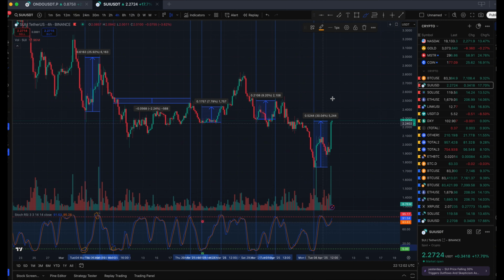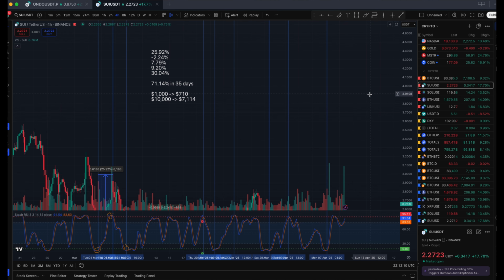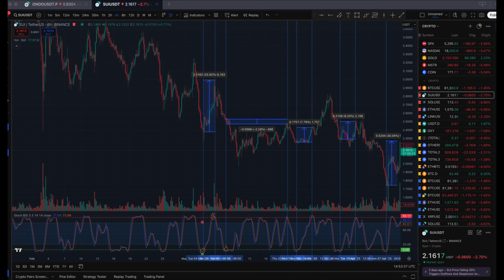So if this one sticks around 30%, that would mean that in the last 35 days, using this method trading SUI, you would have made a return of 71.14%, which means that if you started with $1,000, you'd make $710, and if you started with 10 grand, then you would have made $7,114.